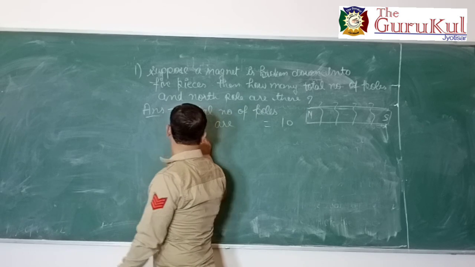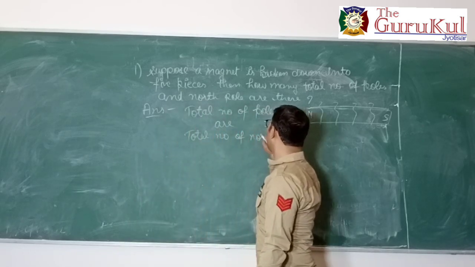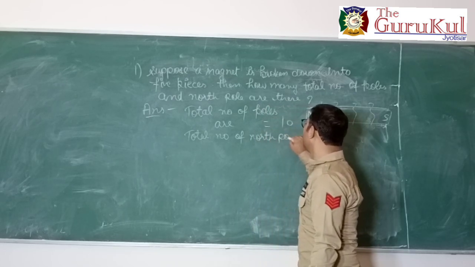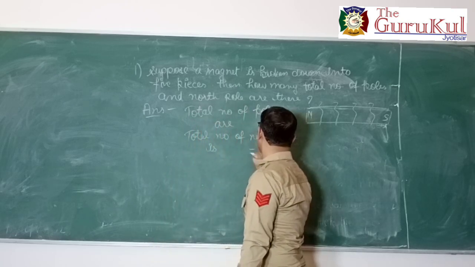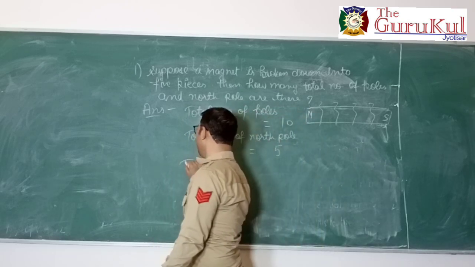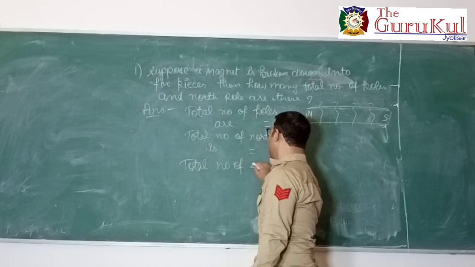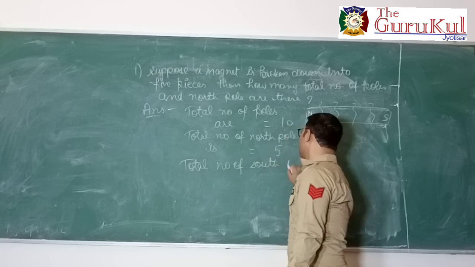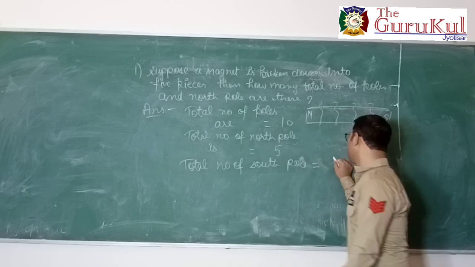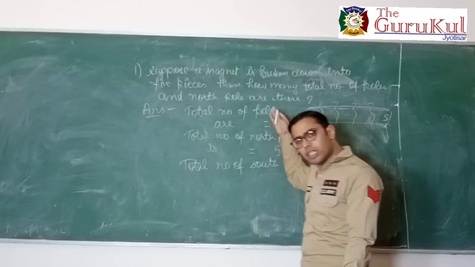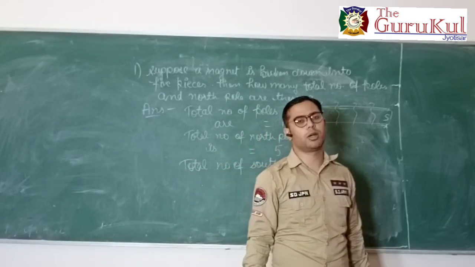Now, if you look at all the 5 parts, each part contains 1 north and 1 south. So the total number of north poles is 5. Similarly, the total number of south poles equals 5. Okay, so in this way you can do it. If there is any question, you can ask me again in the WhatsApp group.